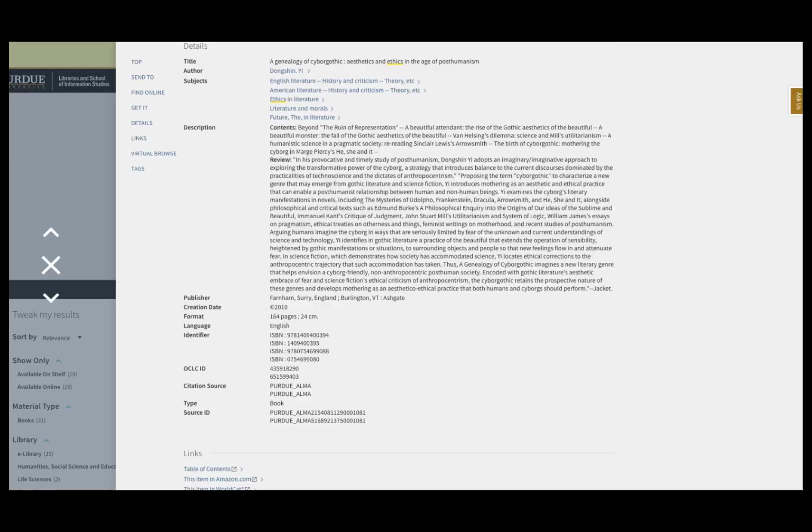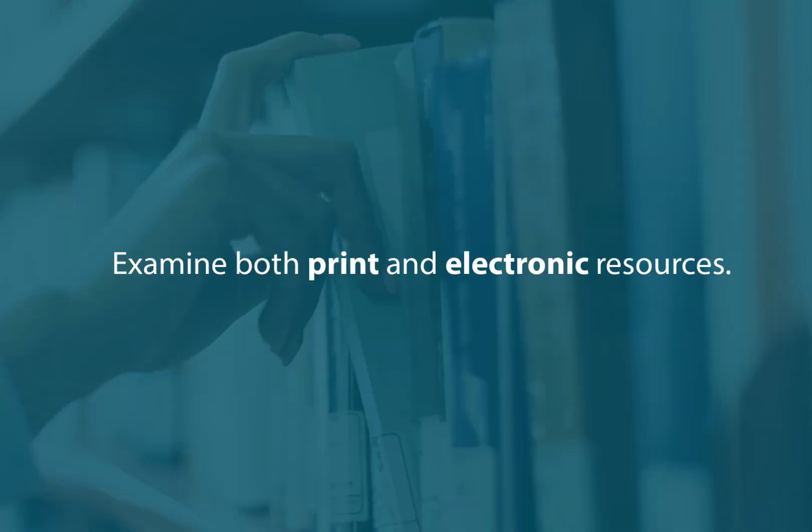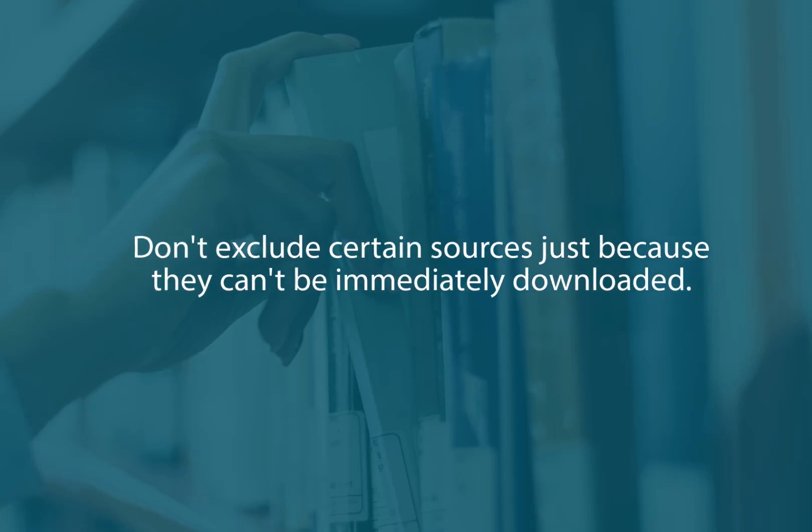download or read online. You will probably want to examine both print and electronic books and scholarly peer-reviewed articles for a research paper. So make sure you don't exclude certain kinds of items just because they're not immediately downloadable or because you need to retrieve them from a physical library. They may still be very useful to you.